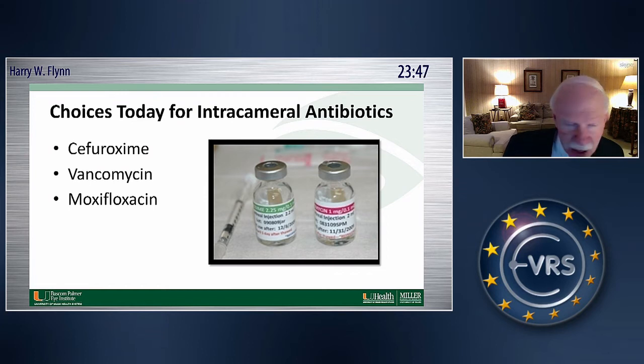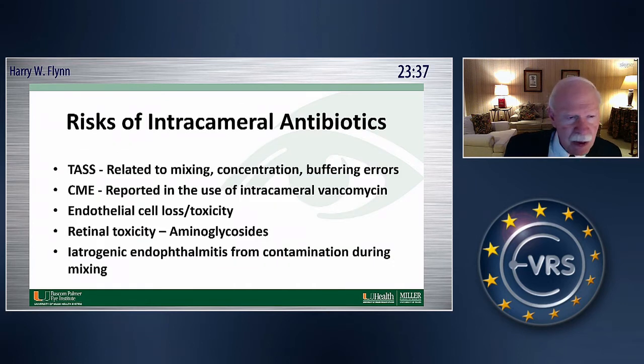Next slide, please. Let's go to intracameral antibiotics. We have three choices today: cefuroxime, vancomycin, and moxifloxacin. I will begin, next slide, with the risks of intracameral antibiotics. The first and foremost is TASS, related to mixing, the concentration, and buffering errors. Number two is cystoid macular edema, especially with the use of intracameral vancomycin. Endothelial toxicity or cell loss is another issue. With aminoglycosides, which are no longer used, the risk is of macular infarction or retinal toxicity. Finally, iatrogenic endophthalmitis during mixing of the agents can result from contamination.